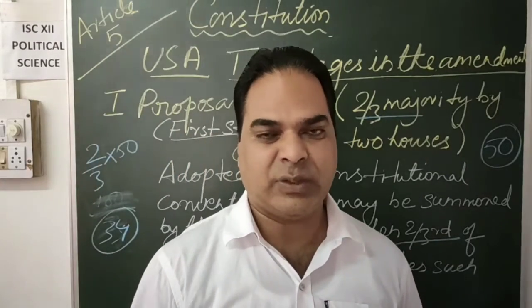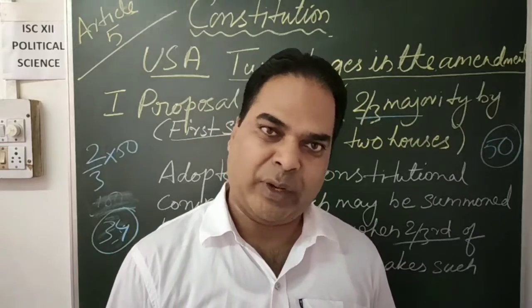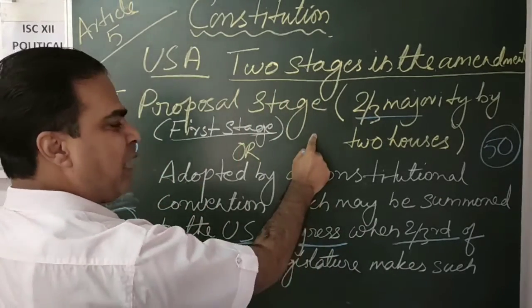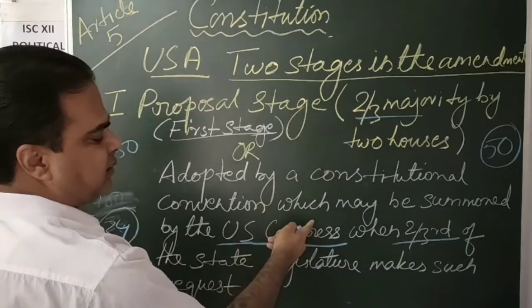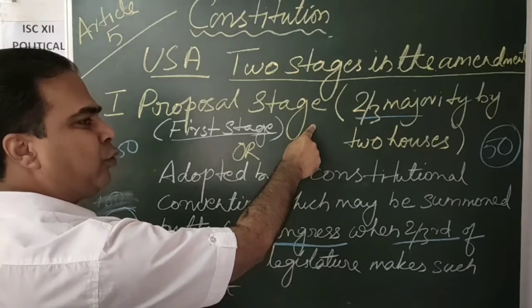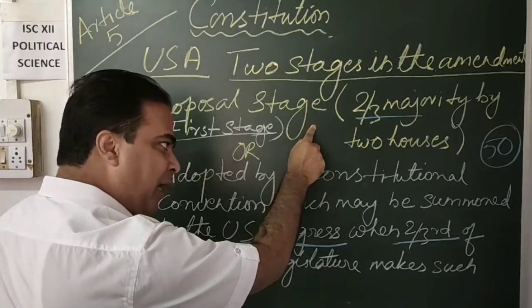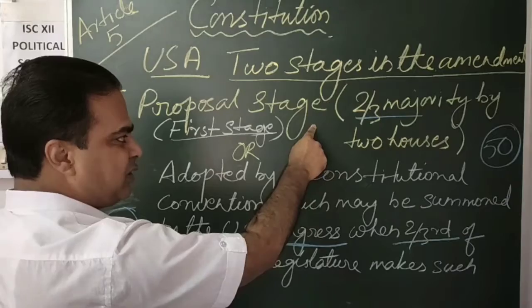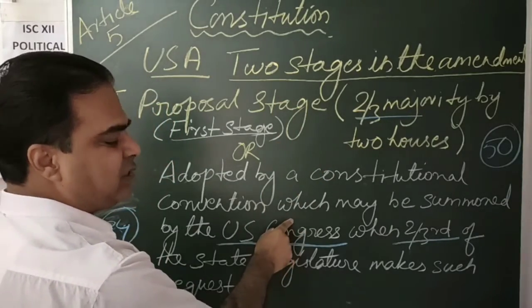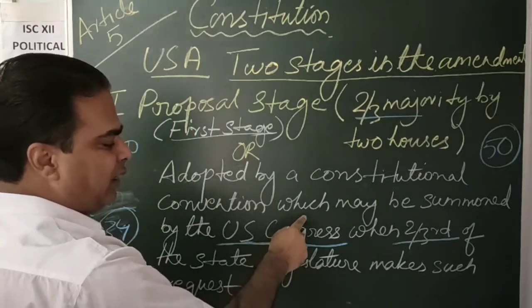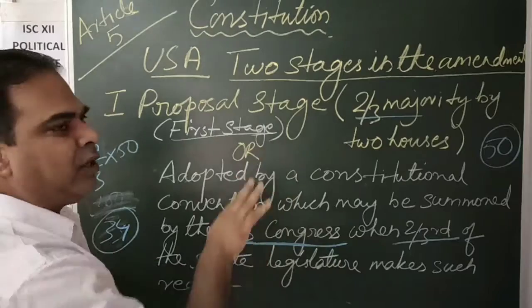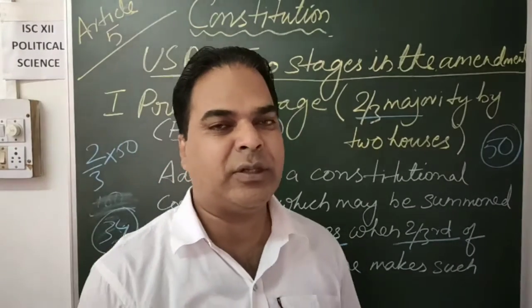This is the first stage we completed right now. The first stage is the proposal stage. If not this, then this is also applicable. That means the power is given to the US Congress, where both the houses can bring changes in the constitution. And secondly, the federating states, the 50 states, are also given the power to amend it, but how? Through the US Congress. I hope you understood it.